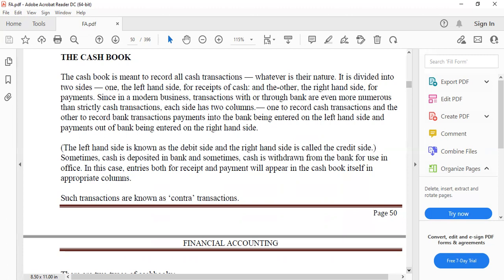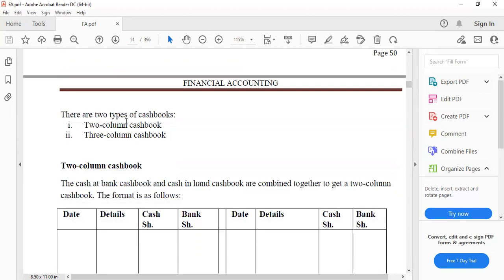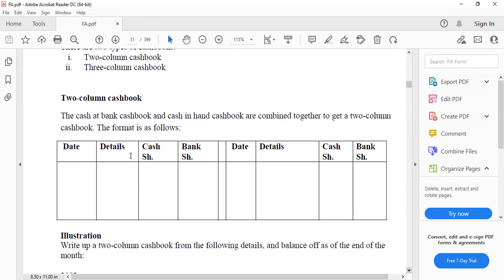Since in a modern business, transactions with or through the bank are even more numerous than strictly cash transactions, each side has 2 columns. One to record cash transactions and the other one to record bank transactions. Payments into the bank are entered in the left-hand side and that for the cash being entered in the right-hand side. The left-hand side is known as the debit side and the other side is called the credit side. So 2-column cash book will look like this.